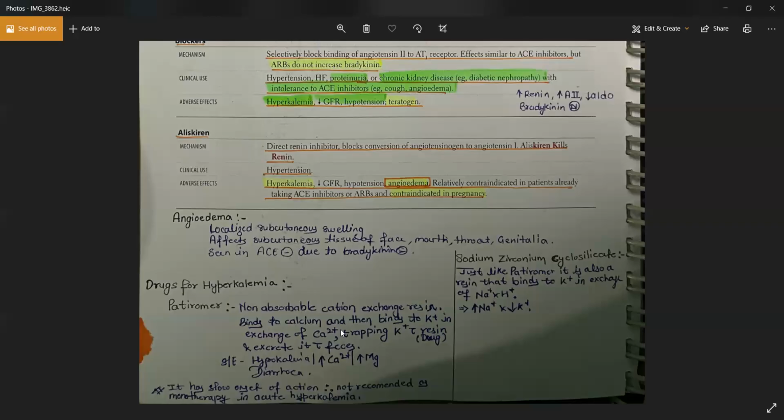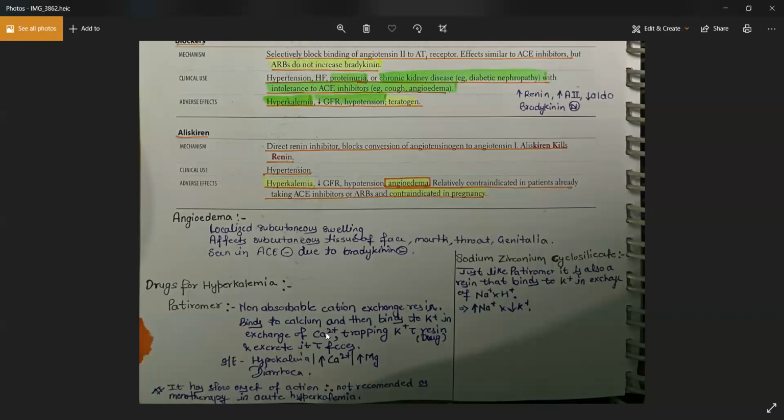Could you repeat? This patiromer drug, you will bind it with the calcium and give it to the patient. In the GIT, this drug will lose the calcium, and it will bind to the potassium in the GIT. As a result, it won't allow the absorption of the potassium in the GIT. As a result, potassium will be lost in the feces, and instead the calcium will be reabsorbed.